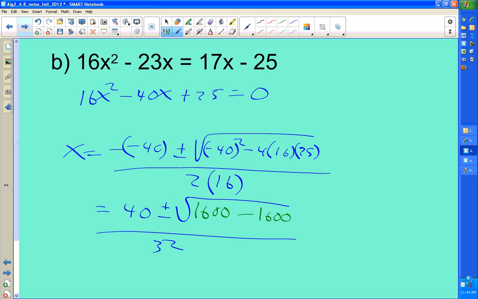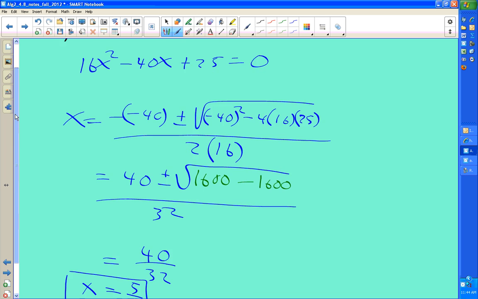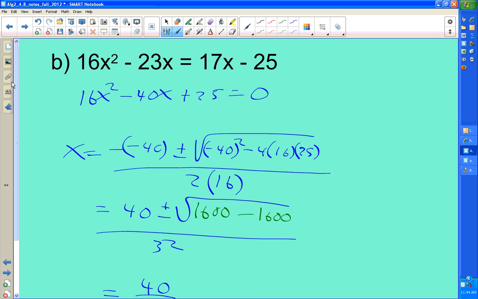What happens under the radical when you have a perfect square trinomial is that you're going to get a 0 under the radical here. So you're only going to get one solution, and that solution is going to be 40 over 32, which is going to reduce to 5 over 4. So there's only going to be one solution, and the solution is x equals 5 over 4. Anytime you have a perfect square trinomial, your discriminant ends up being a 0 right here.